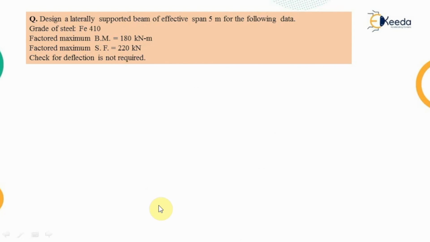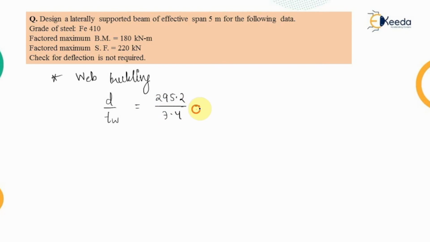So now we will be checking for the web buckling criteria. So web buckling will be critical at the support. So the next step will be to check for the web buckling. For that we need to calculate the ratio that we have not calculated in the previous problem, because that was the cantilever case. Now in this case we will be calculating this d by tw ratio, which is 295.2 millimeter divided by 7.4. From here we get this value as 39.9, which is less than 67 epsilon.